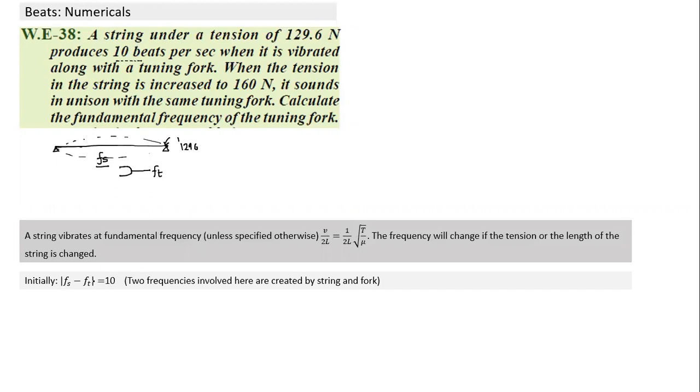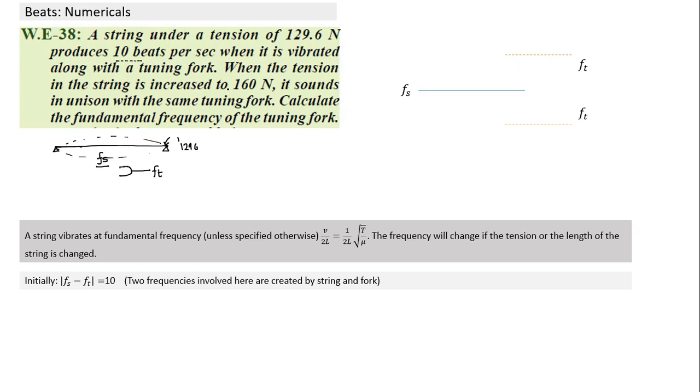What if we draw a visual interpretation? One could be higher and one could be lower. I don't know which one is higher, which is lower. So if this was the string frequency initially, the tuning fork frequency was either higher or lower by 10. We don't know which is correct. So far easy. Now I'll come to the second part.